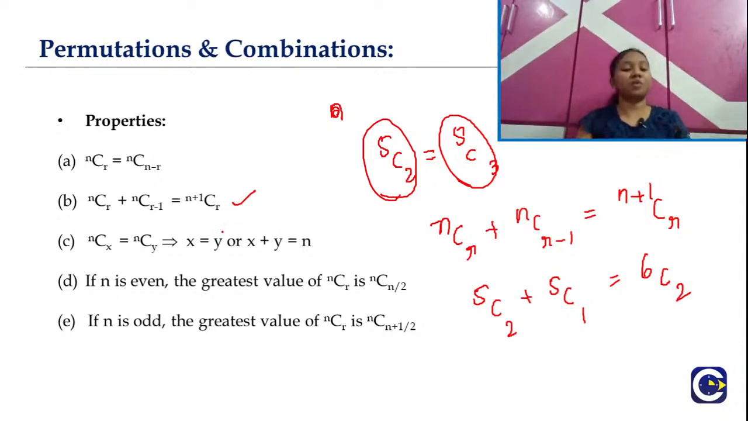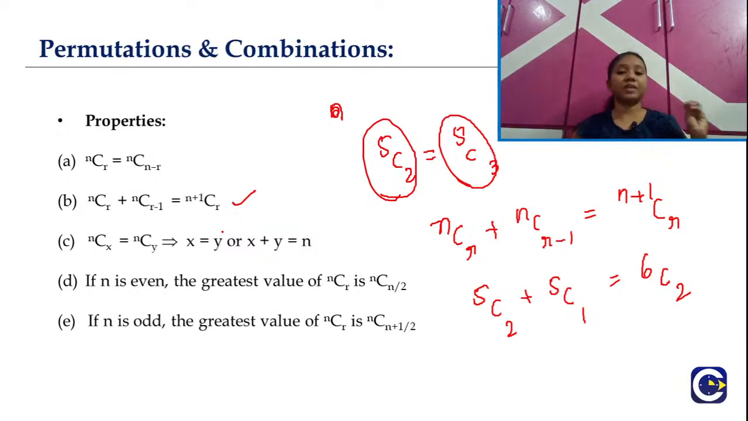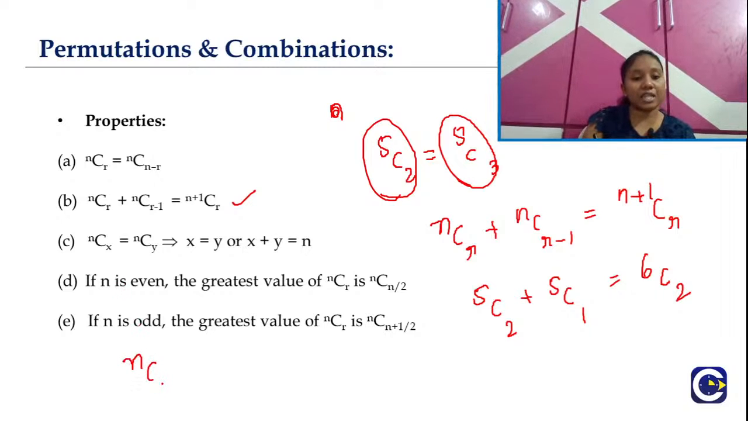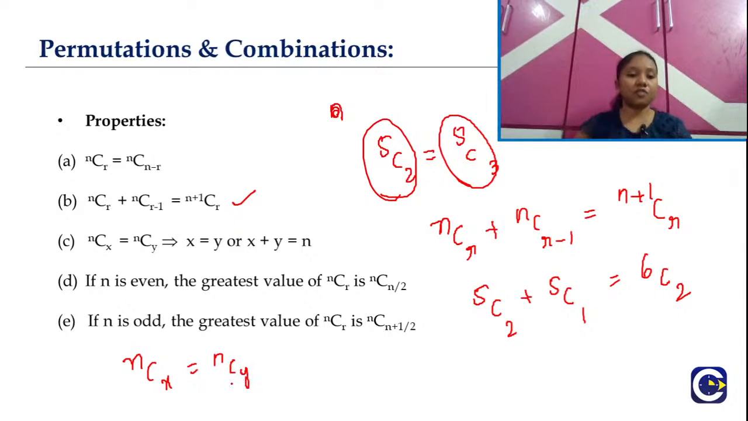So basically these all properties will be applicable or useful when we are dealing questions, so that at that time you will be understanding the importance of these properties of combinations as well as the permutations also, right? And the next property states that if we are having nCx which is equal to nCy, then we can establish a relation between this x as well as y.